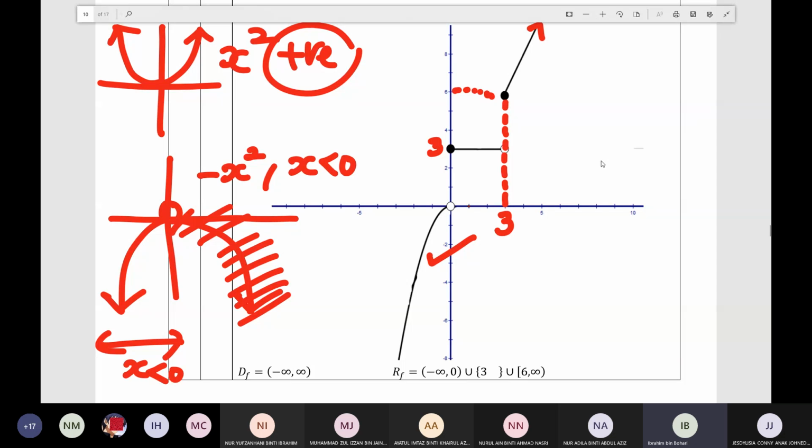Okay, settle. And domain of the function, check answer. And range of the function here, bottom up. Okay, check answer.